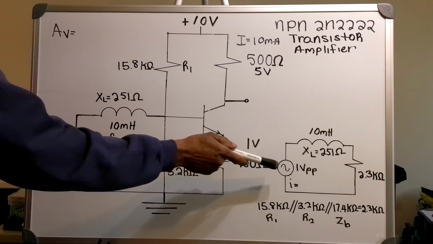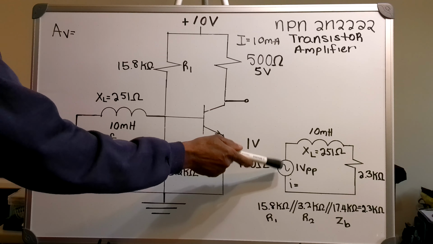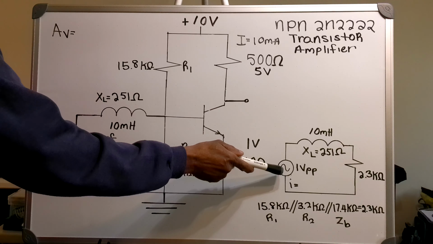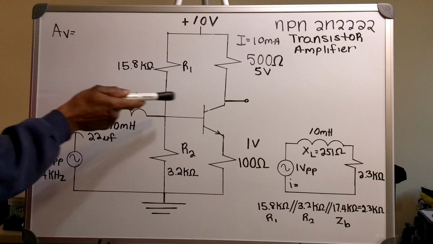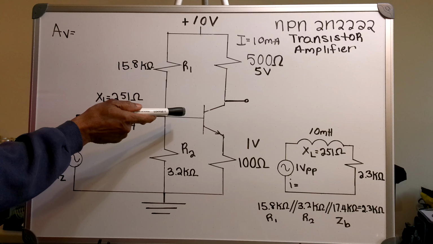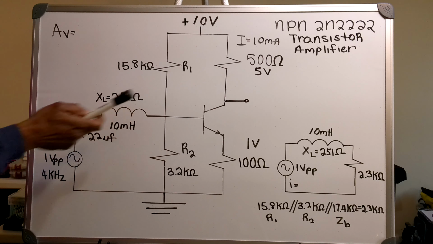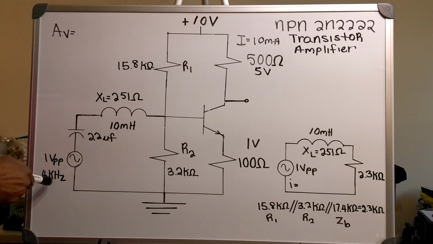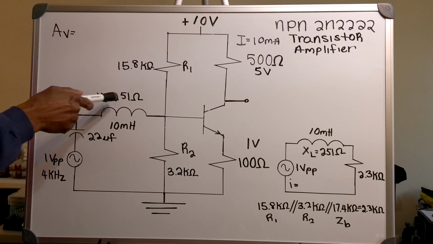Now, over here is the impedance the input sees as it goes into the base of the transistor. The frequency is 4 kilohertz, which gives me an inductive reactance of 251 ohms.